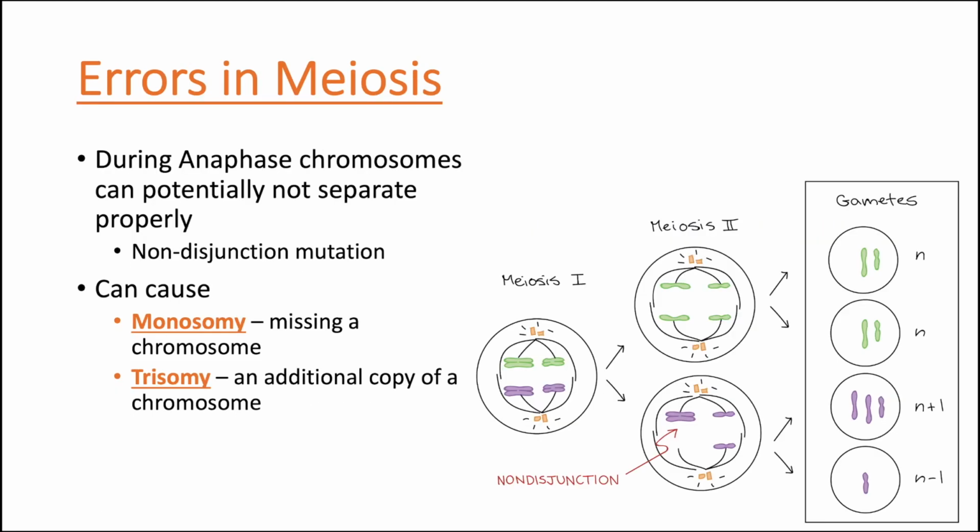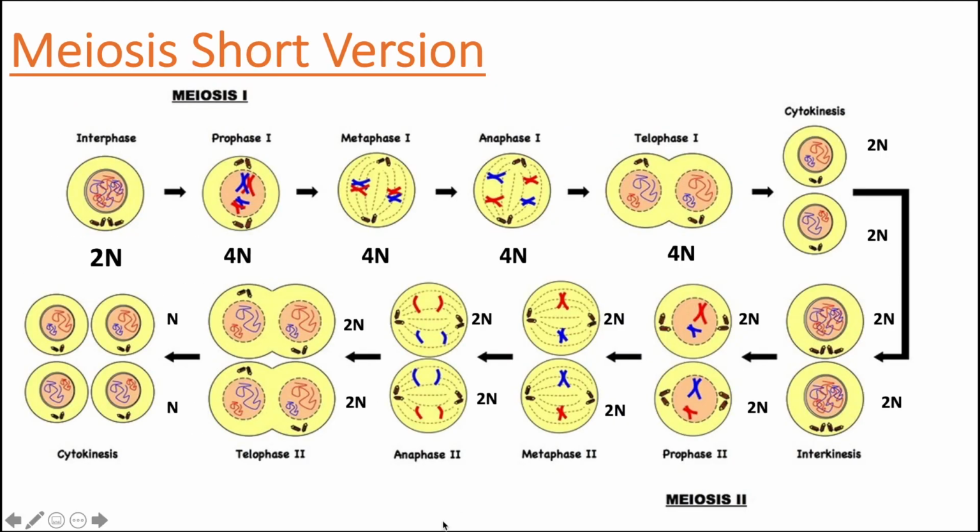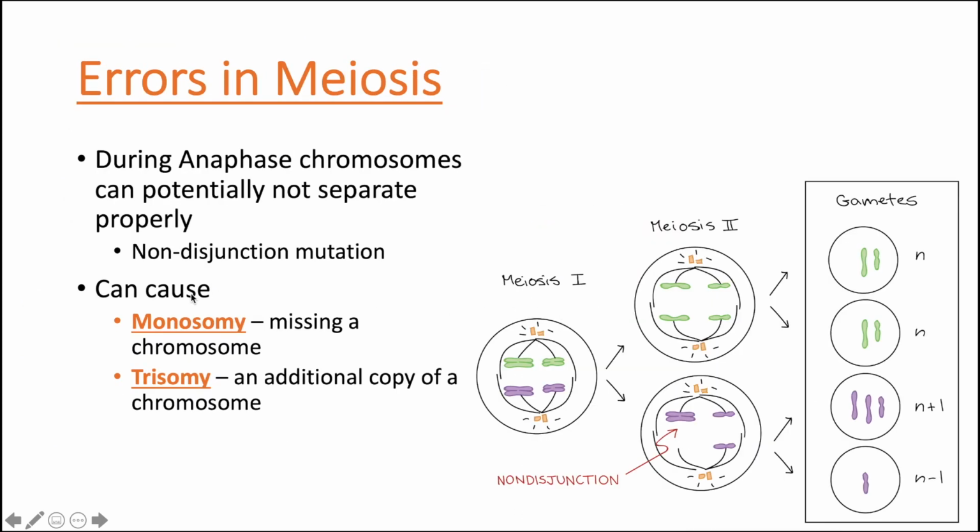But sometimes there can be errors in meiosis. And have you ever heard the saying that people should stop having children after a certain age? And the reason for that is because the chromosomes during anaphase, where we know that these chromosomes separate, that's what's known as disjunction, where chromosomes are being separated. But sometimes these chromosomes do not separate properly, and that is known as a non-disjunction mutation. Remember, disjunction means to separate.